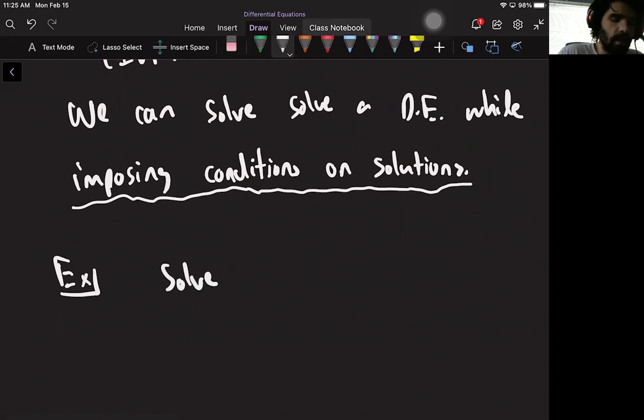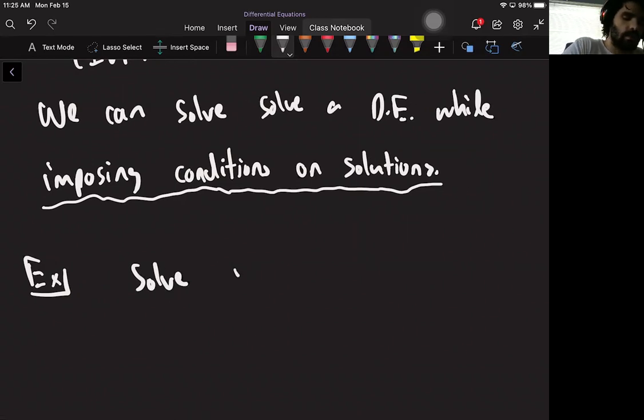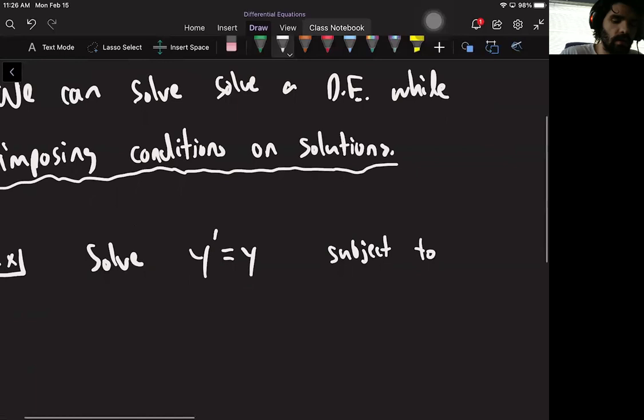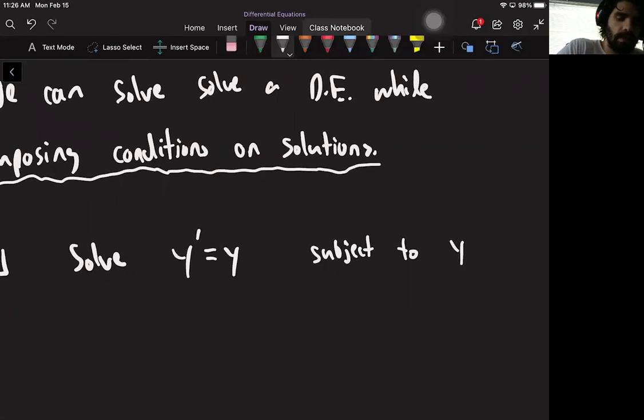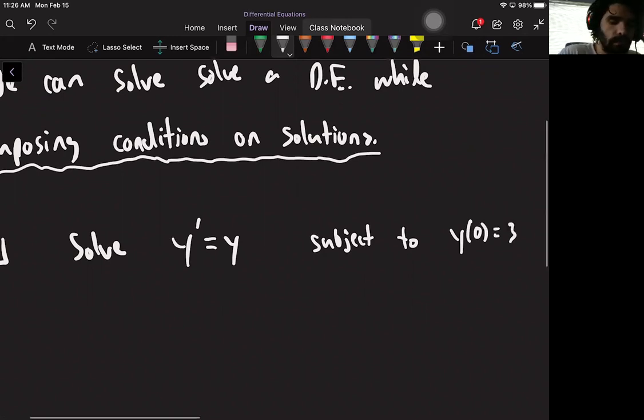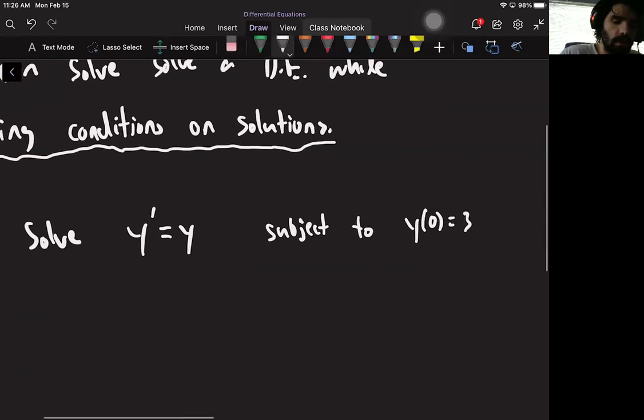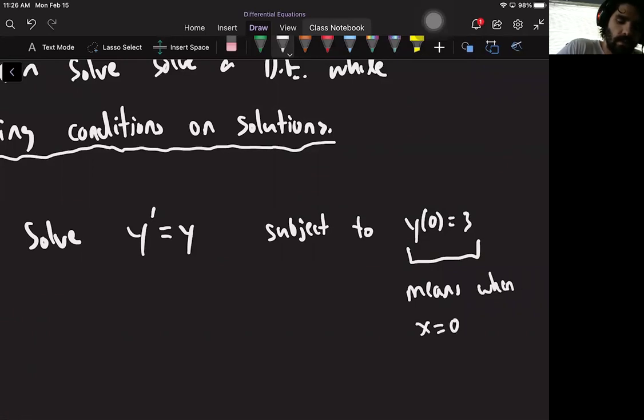An initial value problem looks something like this. You say the differential equation you want to solve, and then you either list or write the words "subject to," and then you write your conditions. So we're going to solve this differential equation subject to this additional condition, which I'll write like this. Now, what does this mean? We have to remember what this type of thing means. It means that when I plug in 0 for x, then I want y to be 3. That's what this is saying.